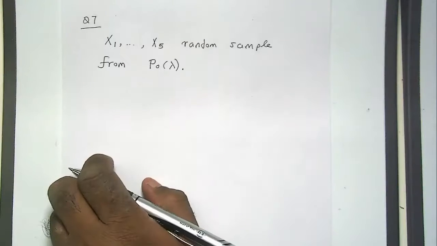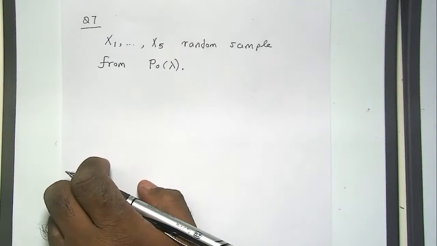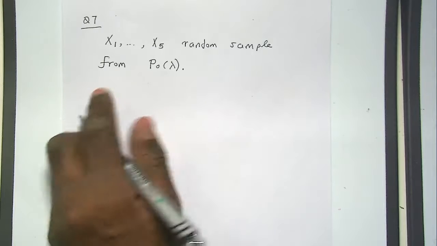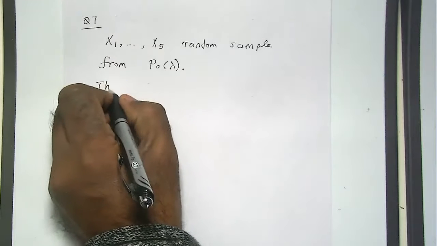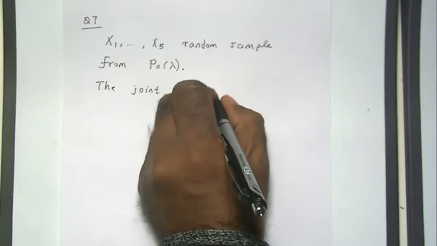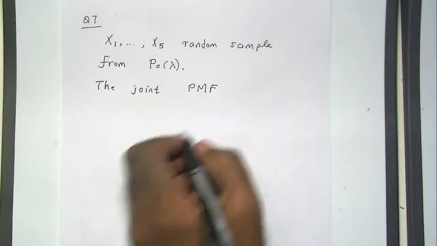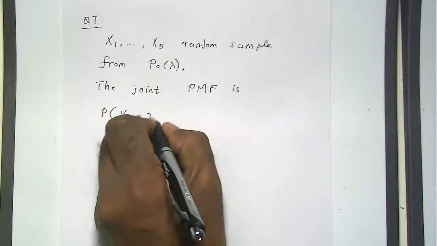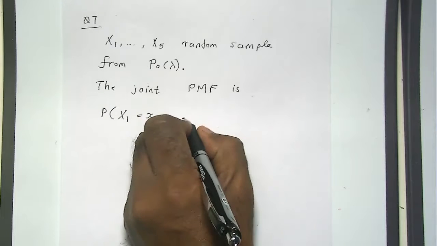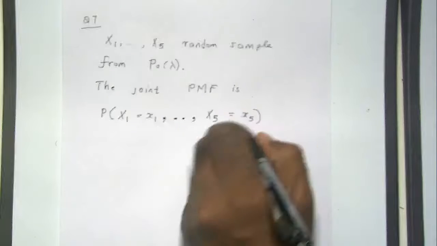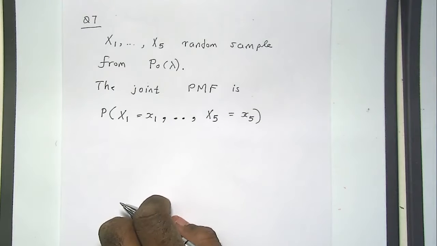So the question is asking you for the joint probability. The joint probability is also known as the joint probability mass function because you are dealing with a discrete distribution. So the question is asking you for the joint PMF, or probability mass function, which is the probability that capital X1 equals little x1, and so on. This is what the question is asking you.